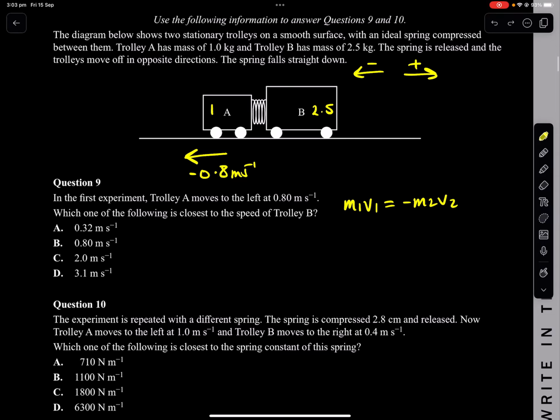Now, what is the mass of the first one, which is just 1? What's the velocity? It's negative 0.8, equal to negative the mass of the second, which is 2.5, V2. Now let's calculate V2. So negative 0.8 divided by negative 2.5 gives us 0.32. Choose A as your answer. Yeah, perfect.